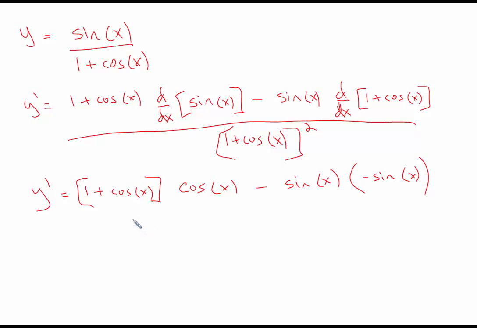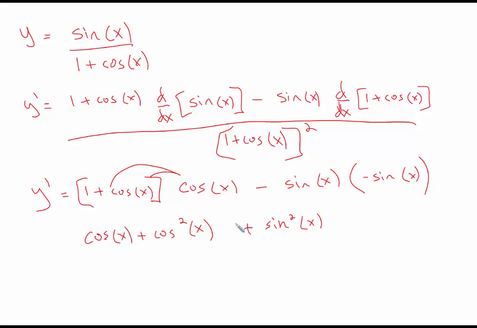And then let's multiply. This is all over the low squared. So let's simplify everything, see what we get. So we're distributing, I'll distribute this here. So I'm going to end up with cosine of x plus cosine squared of x, right? Oops, I'm sorry. And then over here, I'm going to end up with negative sine times negative sine is positive sine squared of x, right?